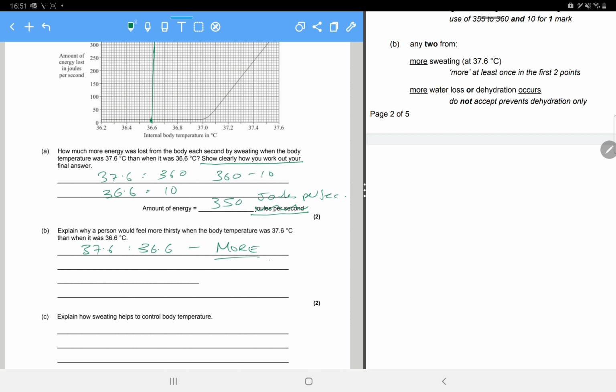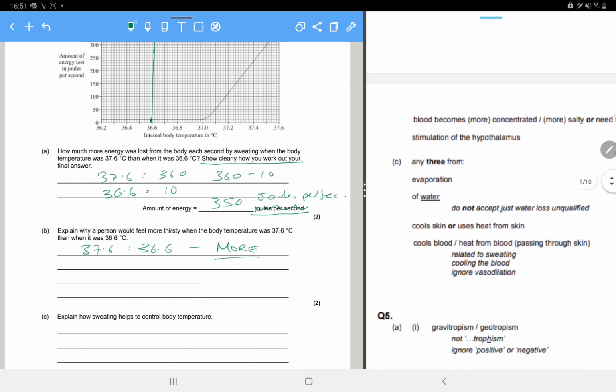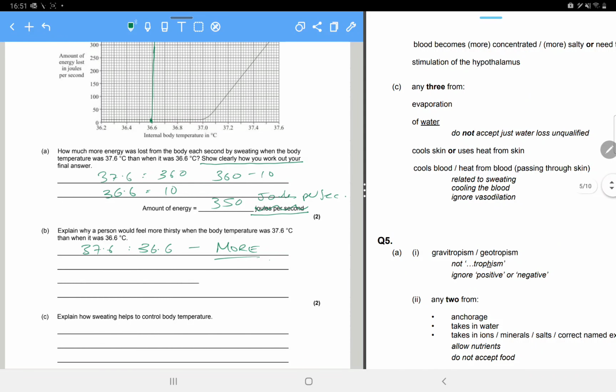And if we do start to dehydrate, our blood becomes more concentrated and our hypothalamus picks that up. And therefore you would send stimulus to your thirst centers and effectively tell the body to drink more. Okay, if we look at them, so blood becomes more concentrated, salty, and stimulation of the hypothalamus. Okay, so that is a key exam tip there, is more.